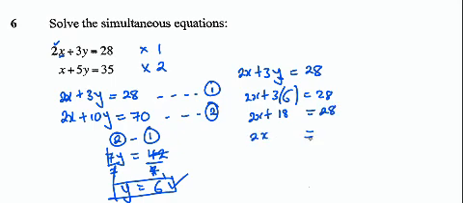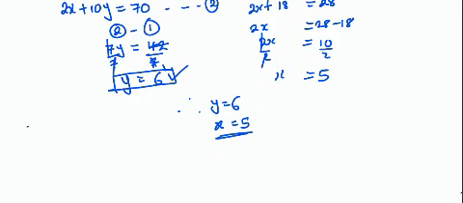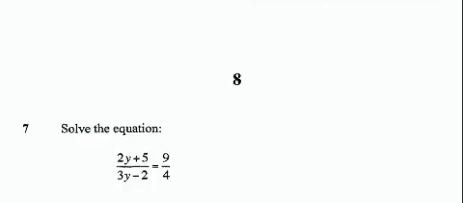2x is equal to, then I'm going to take my 18 to the other side. It will be 28 minus 18. 2x is equal to 28 minus 18, that's 10. Divide by 2 both sides. So x is equal to 5. Right? So I can write, therefore, my y is 6, my x is 5. That's all for the simultaneous equation. The next question, number 7.